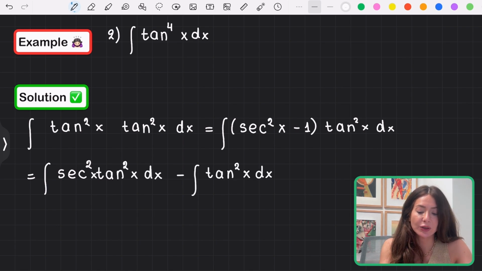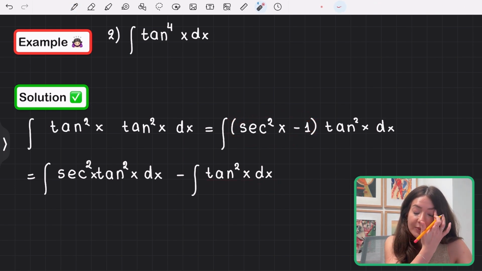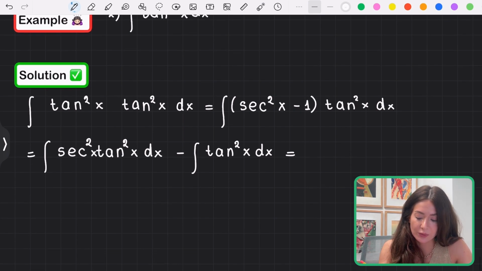The guideline said that you may have to do this twice, which here we need to do this again. Express it as secant square x minus 1, because if this was squared here, then we would only have to do it once, but it's raised to the 4th power, so I need to do this again. The first integral is kind of ready to take, so I'm not going to worry about that.